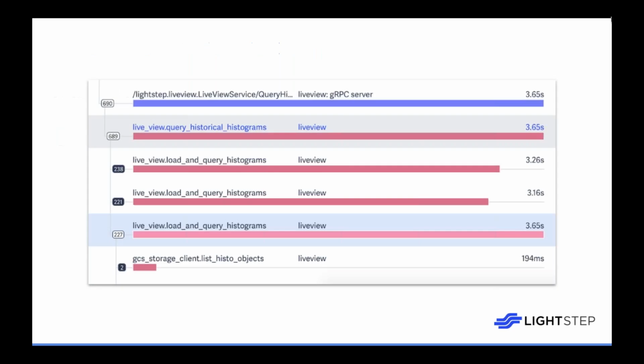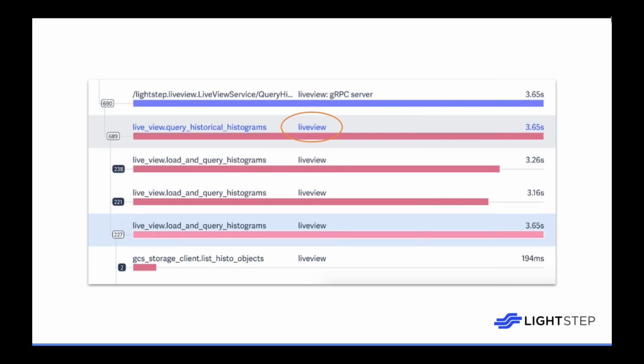So I wanted to take an example from Lightstep. Like I said, we use Lightstep to monitor Lightstep itself. And this is a piece of a bigger trace. Again, I narrowed it down to one individual service. This is a service that we call live view, and live view does a couple of different things, not only showing live view, but also loading historical data. So let that be a lesson to you when naming services.